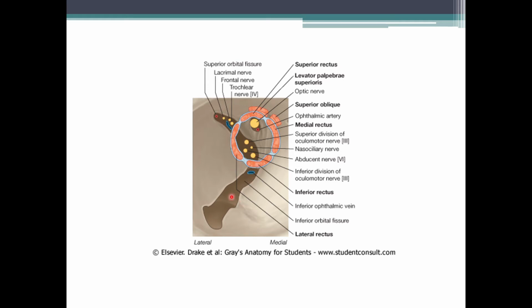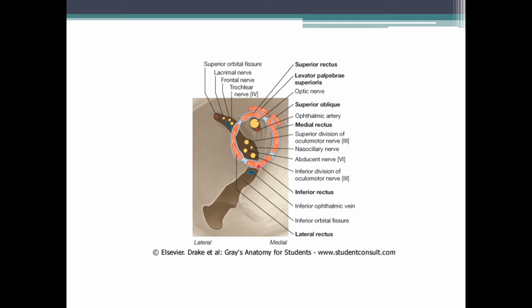Now at this point, I would like to emphasize the structures passing through the superior orbital and the inferior orbital fissure. The structures passing through the superior orbital fissure outside the tendinous ring are these: the lacrimal nerve, the frontal nerve, and the trochlear nerve. This is important. And the superior ophthalmic vein. So the trochlear nerve is outside this ring. Also, the lacrimal and the frontal nerve are outside the ring. But the important point is the trochlear nerve, which is outside this ring.